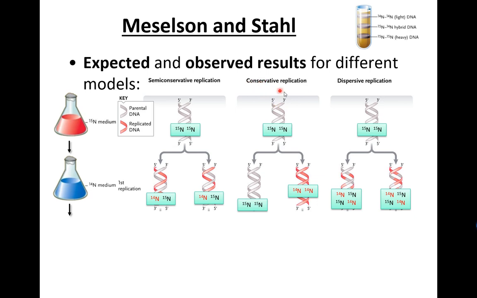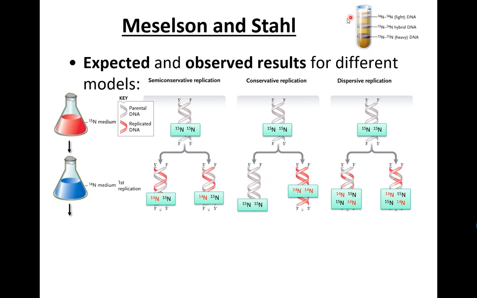Now, if instead DNA was replicating in a conservative way, what you would expect to get at this point is that some bacteria would have the original DNA and some others would have completely new DNA. So these would have only N15, the old one, and these only N14.